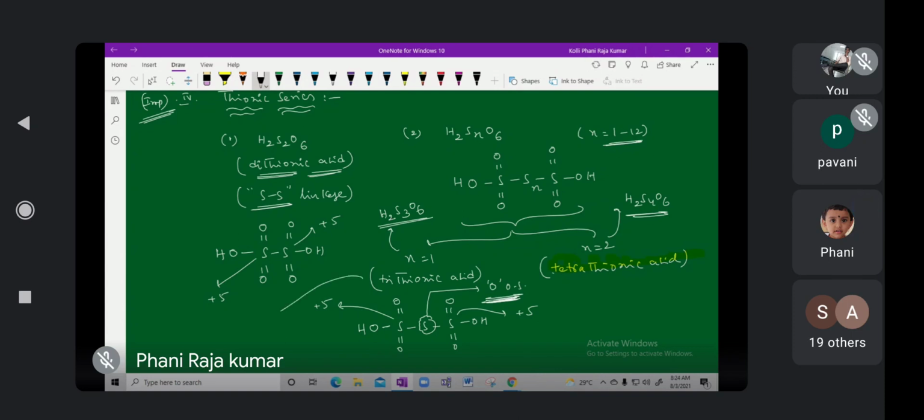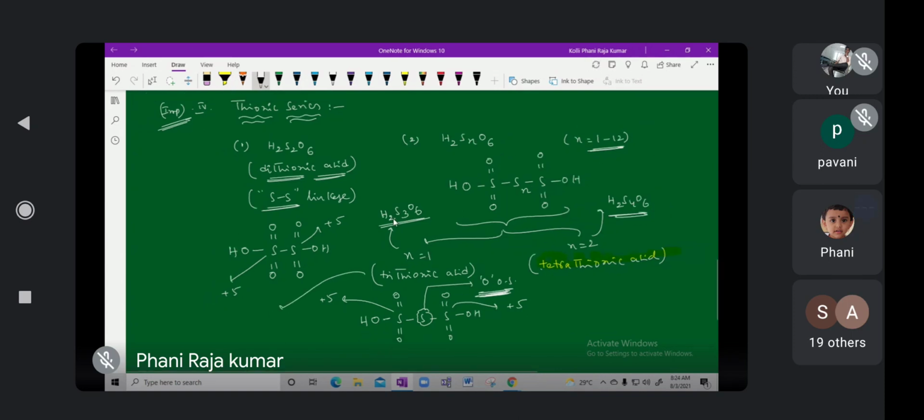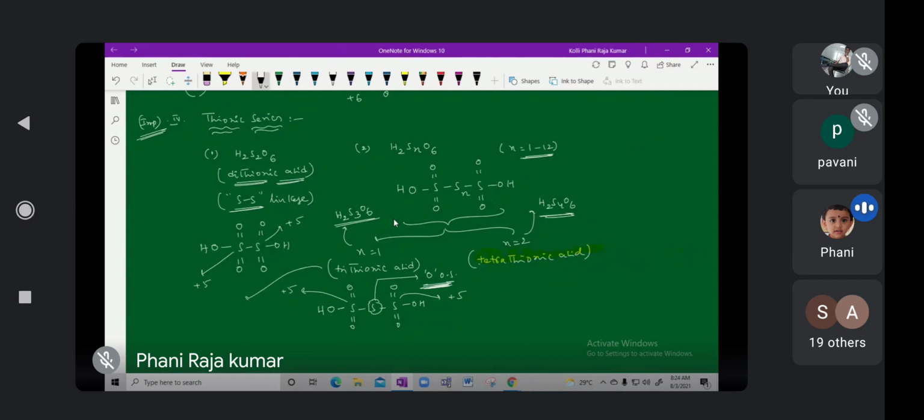In this trithionic acid, average oxidation state of sulfur is +10/3, Nana. This is one simple mistake we are doing. +10/2 you are writing, but not 2, it is 3 sulfurs are there, so +10/3.